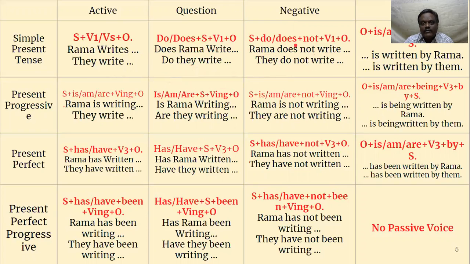So what we have to do? We have to bring the helping verb in between subject and not. Sorry, not has to be placed after the helping verb. So since the helping verb is not there, we have to bring do or does. In the same way, passive voice. What happens? The object will come at the beginning of the sentence.